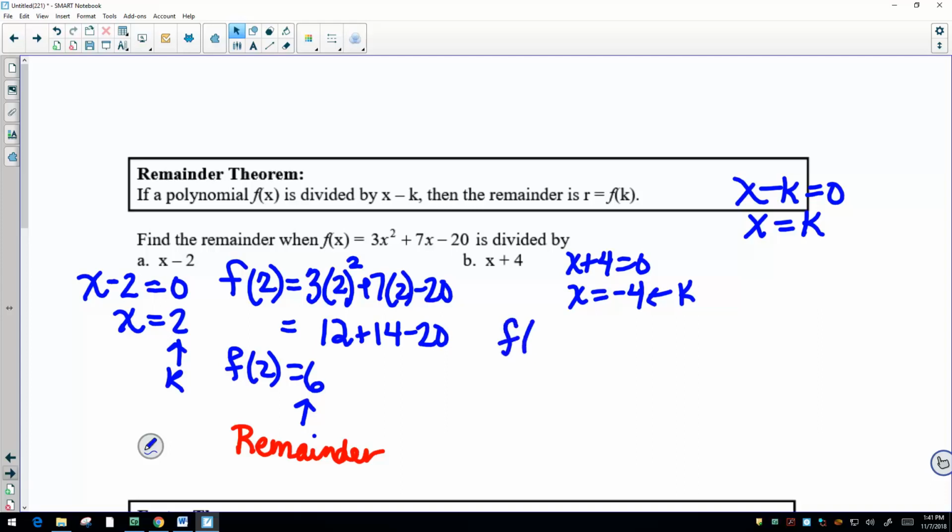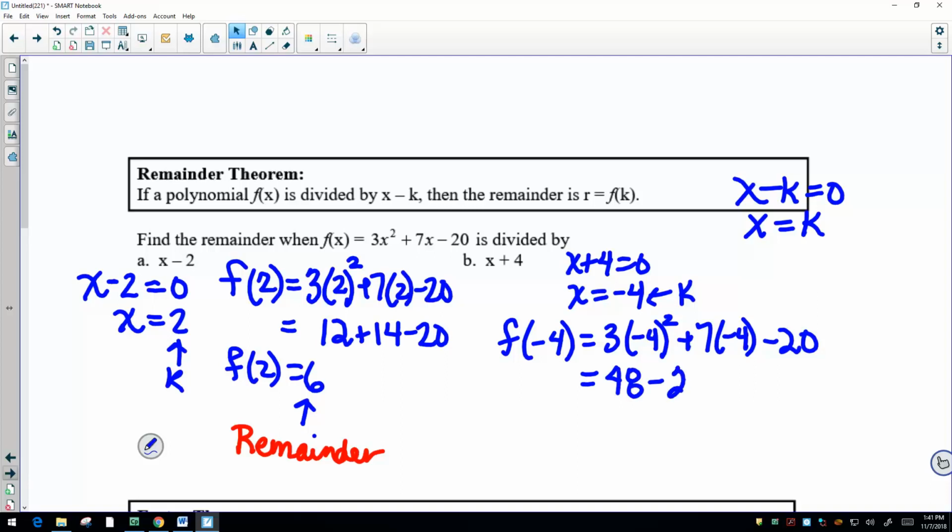So we evaluate your function this time at negative 4. So I'm going to go through, anywhere I see an x, I make it a negative 4. And then we're going to simplify. Okay, so negative 4 squared, we get 16. Times 3, we get 48. 7 times negative 4, we have a negative 28, and subtract out 20.